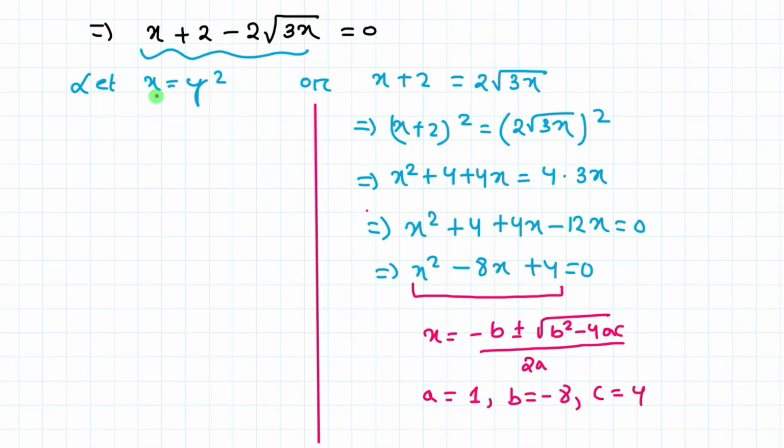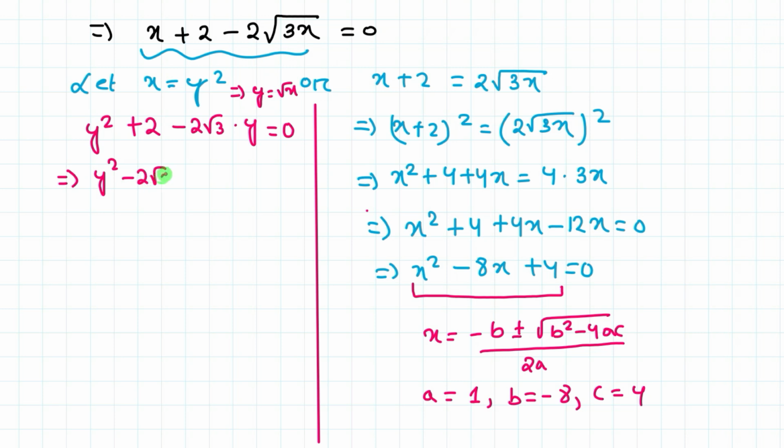In the second approach, I'll assume x as y². So by substituting x as y², the above equation becomes y² + 2 − 2√3 multiplied with y, as y is equal to √x, equals 0. This implies y² − 2√3 y + 2 = 0. So through this substitution we are getting the quadratic equation a little bit faster than the first approach.